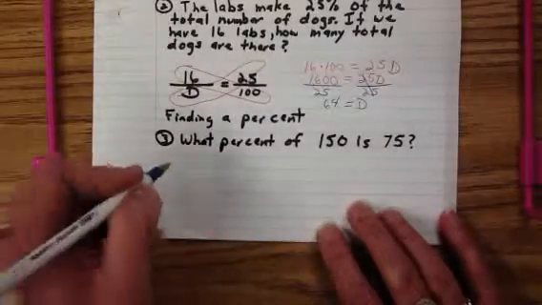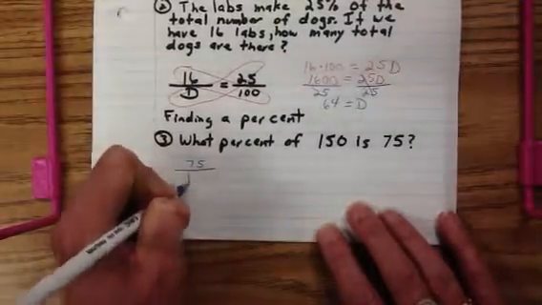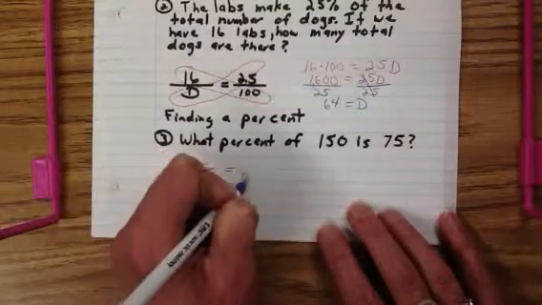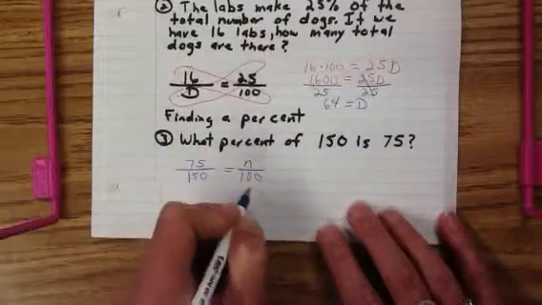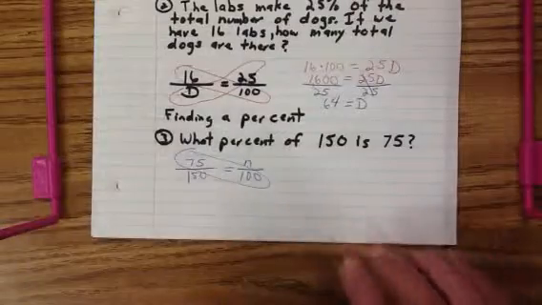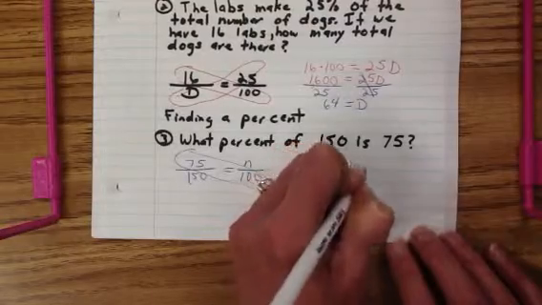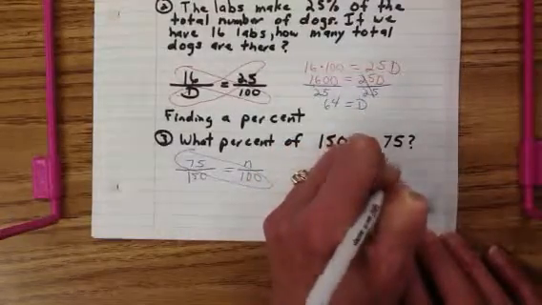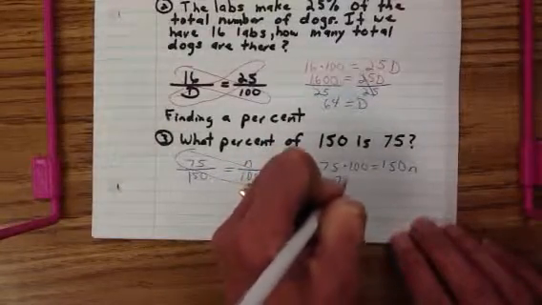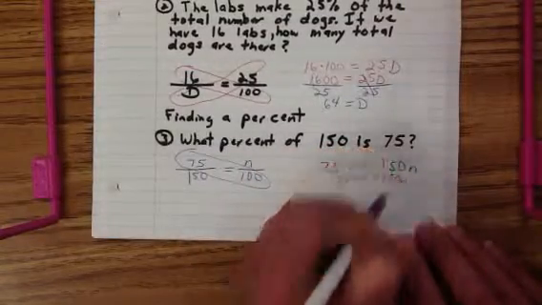Okay, well, we can do 75 over 150 is our unknown over 100. We want to find our percent. So again, we cross multiply, and we get 75 times 100 equals 150n. Okay, so let's solve. This is 75 with two zeros on the end, 7,500 equals 150n.